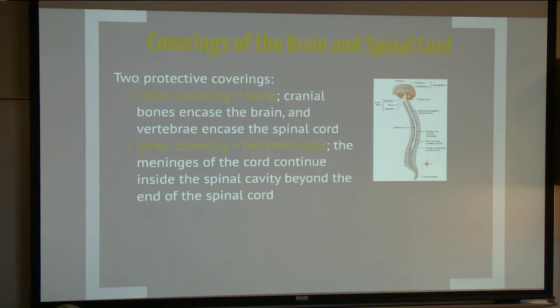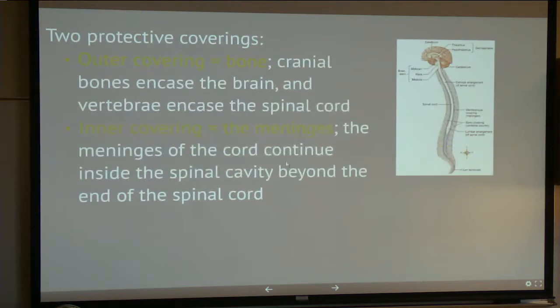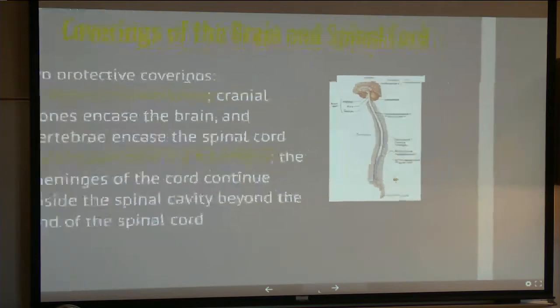So not only do we have bone, we also have an inner covering. And the inner covering we refer to as the meninges. And with the meninges, we do have three different types of meninges that we will talk about, but these are going to be a membranous type of covering, so a membrane tissue type of covering. Okay, so we have the bony covering, and then we have the meninges, which are deep to the bone. We see this picture right here.